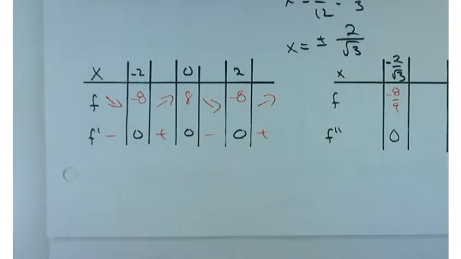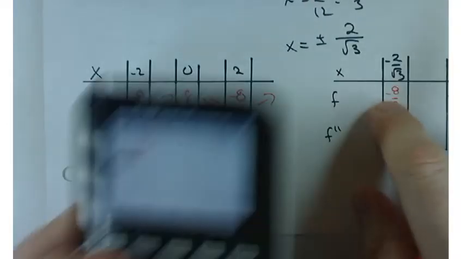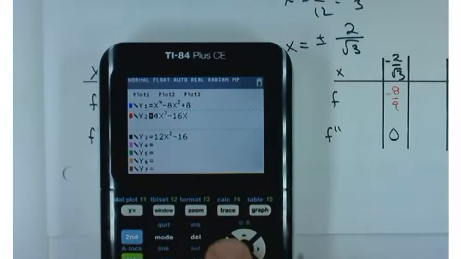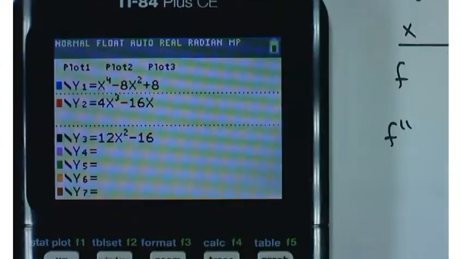Good. Decreasing, increasing, decreasing, increasing. Cool. So we got that part taken care of. Let's go over here and take care of this one. So I'll come back here, and again, I'm going to shut off the first derivative this time. Work with the second derivative.